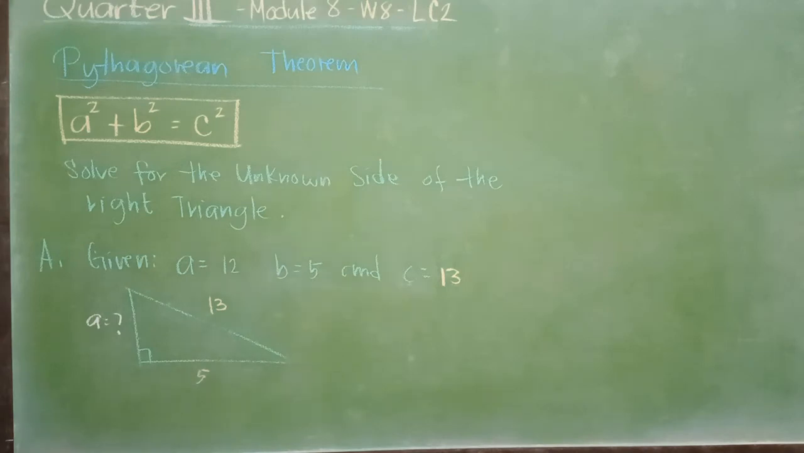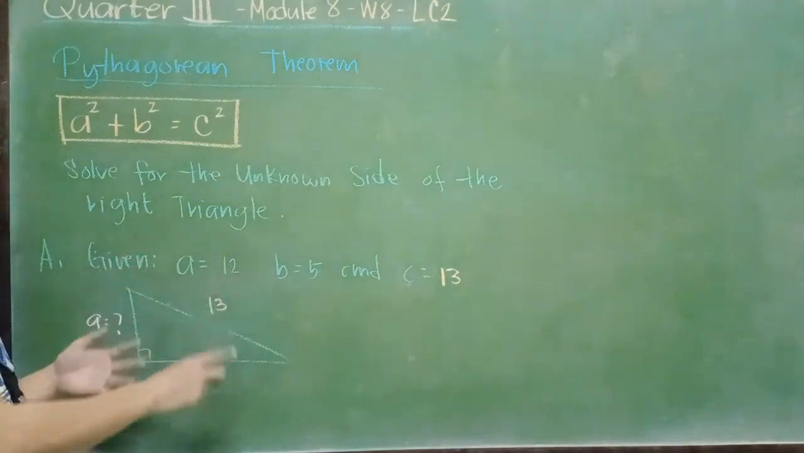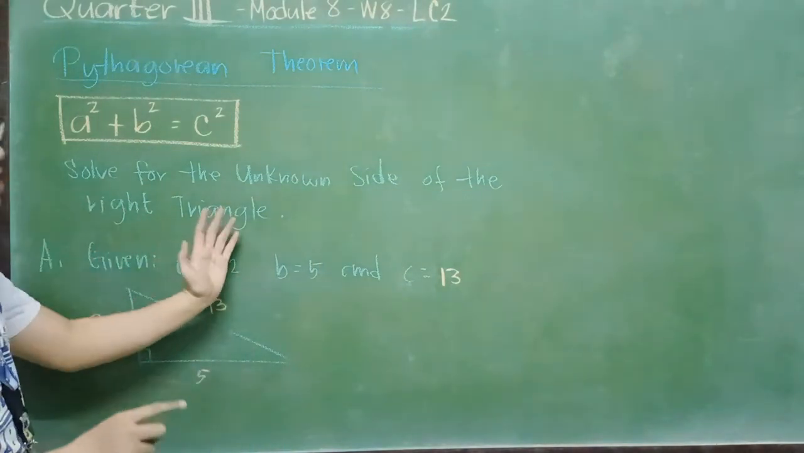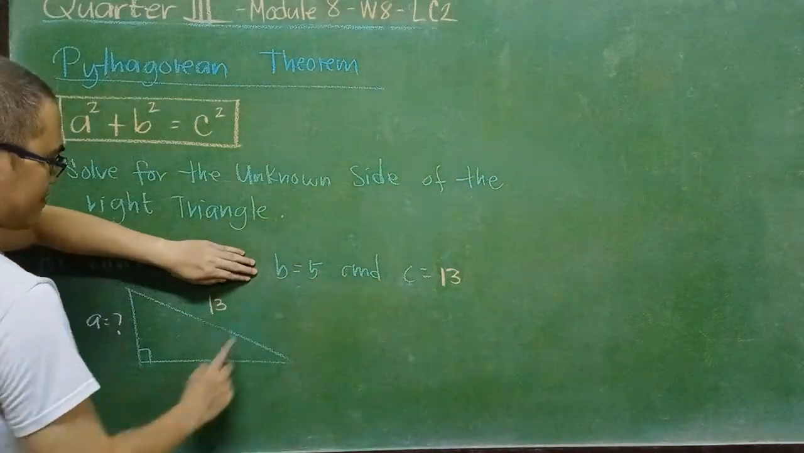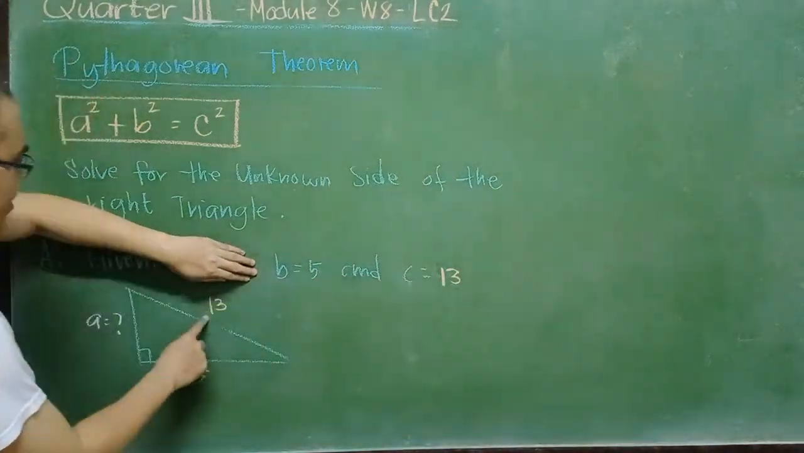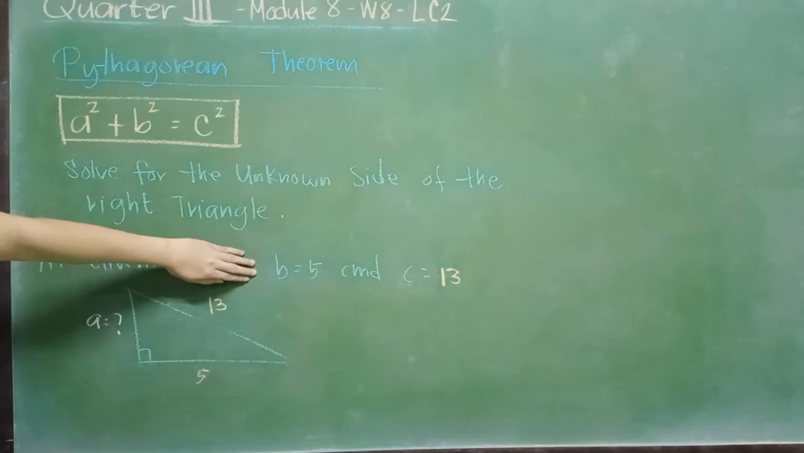Okay, next. So let's say yung a, hindi natin alam yung value. So halimbawa yung 12 na ito, hindi natin alam. So halimbawa meron na tayong values is yung b and then yung c. Yung b is 5 and then c is yung 13. Now paano mo isasolve yung letter a?